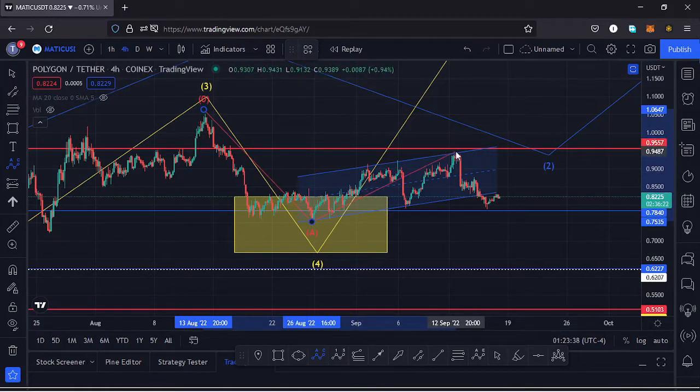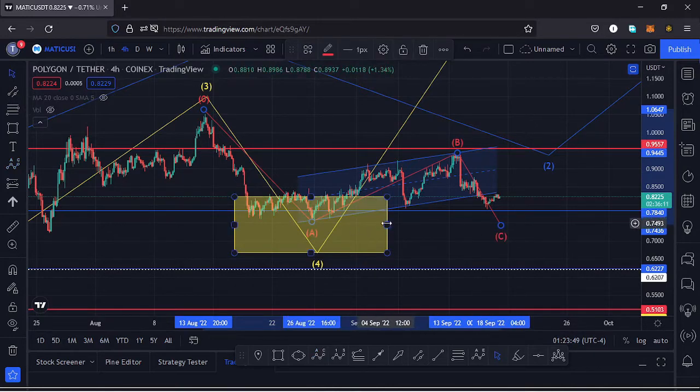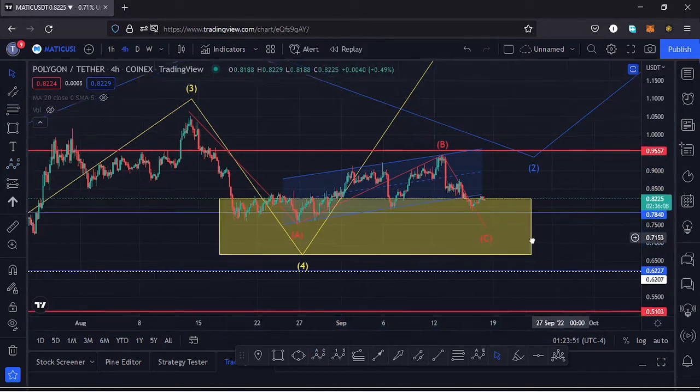Then the high that we made at around the $0.94 mark, that is the high for that wave B, and I'm expecting lower prices in the formation of a wave C to get us into this yellow target area in the formation of a wave 4.